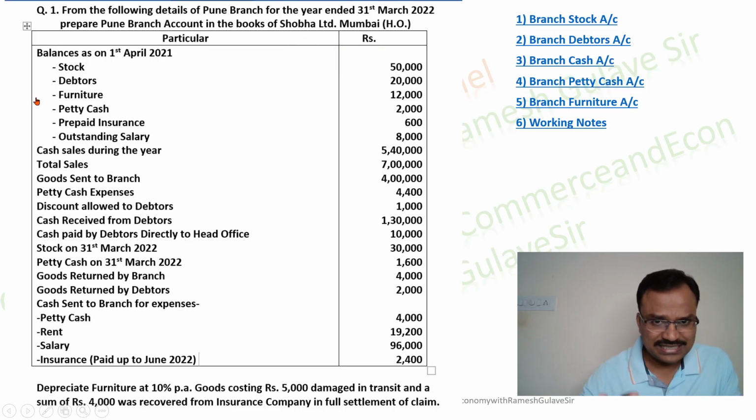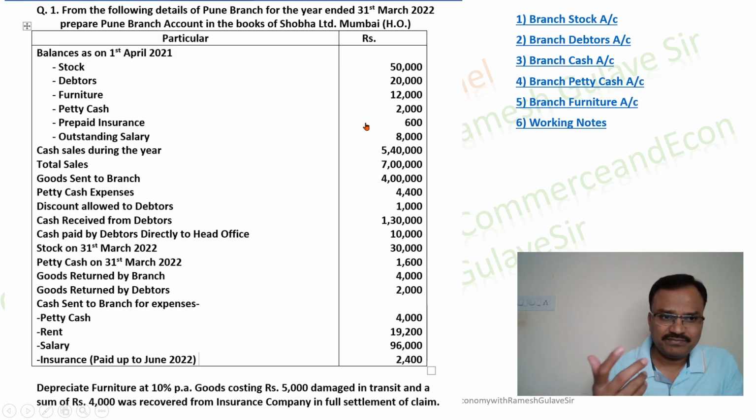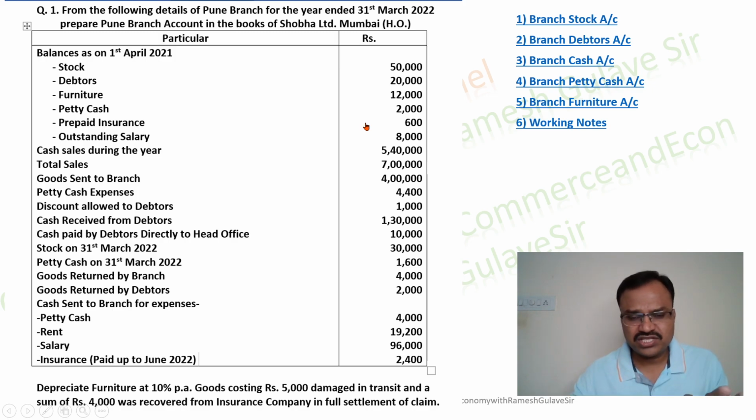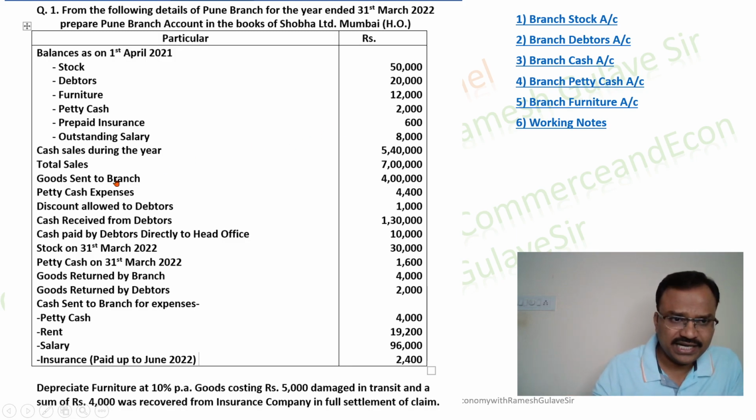So now, as you see, here we have recorded the opening balance of assets and liabilities, and the next point is cash sales during the year. As I said, these sales are recorded in the branch stock account and branch cash account. We'll discuss that. First let us transfer the important items to branch account, and then we'll decide which account to prepare according to the requirement. Now cash sales during the year are recorded in the branch stock account and branch cash account.